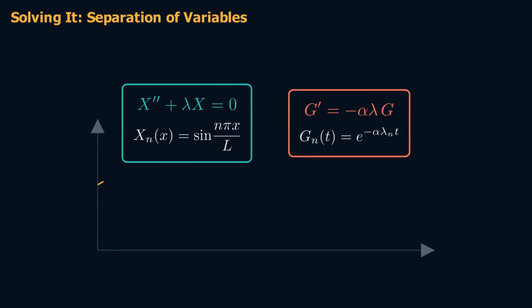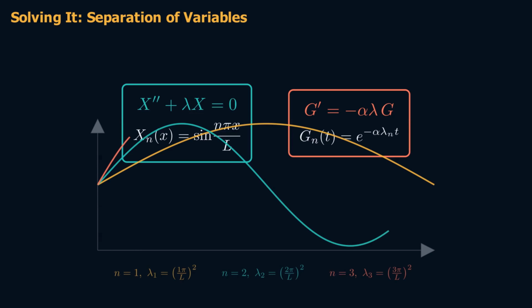The spatial equation, with 0 temperature at both ends, is only satisfiable by sine waves that fit perfectly between the boundaries. 1 hump. 2 humps. 3 humps, and so on. The boundaries quantize the shapes. The time equation says each of those sine shapes simply decays exponentially.